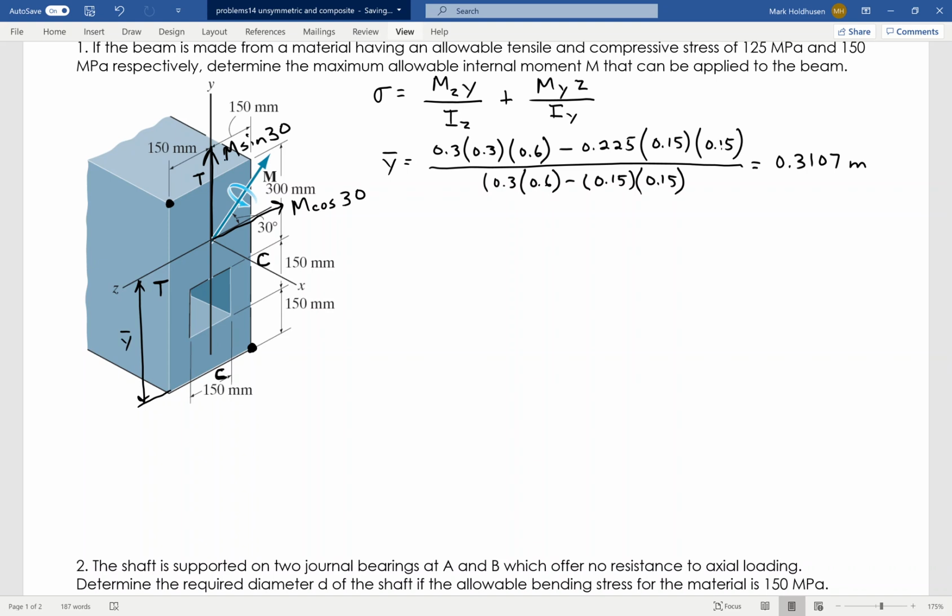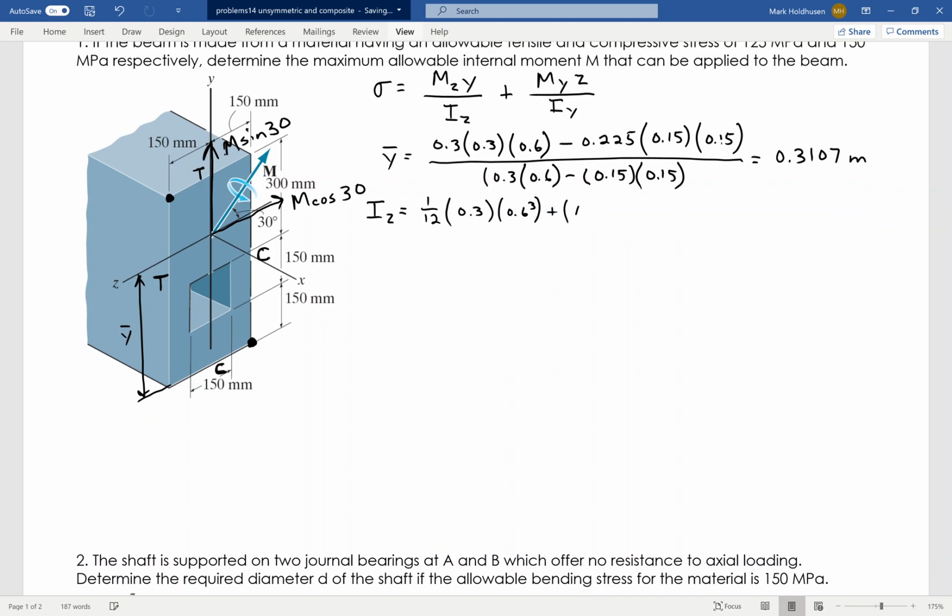That gives me the location of the z-axis, where that neutral axis is. Now, since I've got that, I'll go ahead and find the moment of inertia about the z-axis, about that neutral axis, for which I need to use the parallel axis theorem. So again, it's going to be the big guy minus the little guy. It's going to be 1/12 times 0.3 times 0.6 cubed. That's 1/12 b h cubed. But then I need to do the parallel axis term, which will be the area, 0.3 times 0.6, times, again, the center of the big rectangle, which is 300.